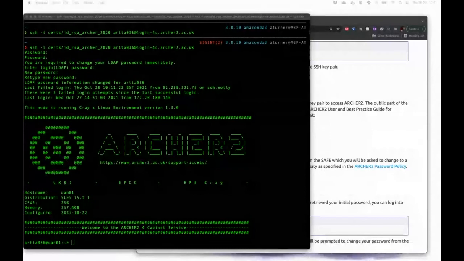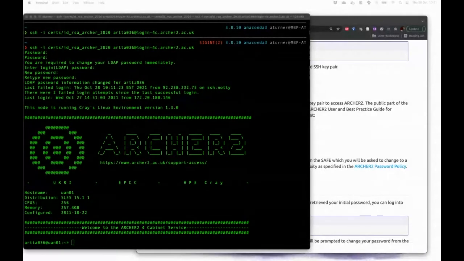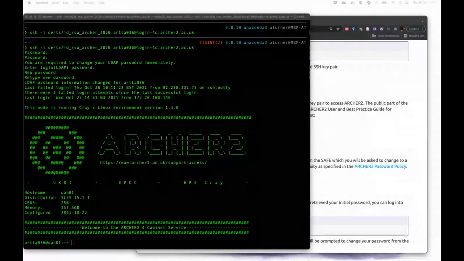Yeah, so if you've got your password wrong too many times, there is a thing that bans people for a short while. It's just for 10 minutes. So you just have to wait 10 minutes and then try again.